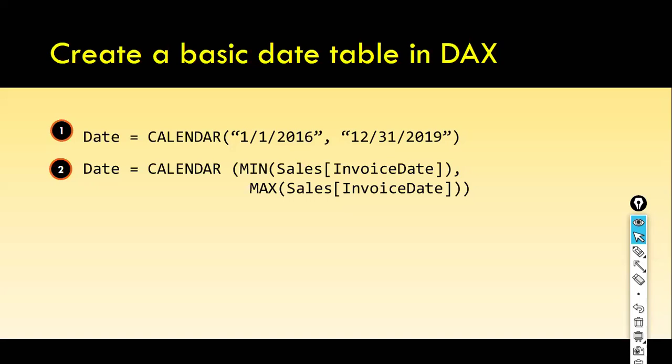In the case of CALENDAR, you have to specify minimum and maximum, whereas CALENDARAUTO automatically finds the earliest date available in any one of your model's tables, and also finds the latest date from any one of the tables in your model. That is the beauty of the CALENDARAUTO function. Both CALENDARAUTO and CALENDAR return a table with date values. Once you have the date values in your table, extracting the remaining values for columns like month and quarter is pretty simple, right?